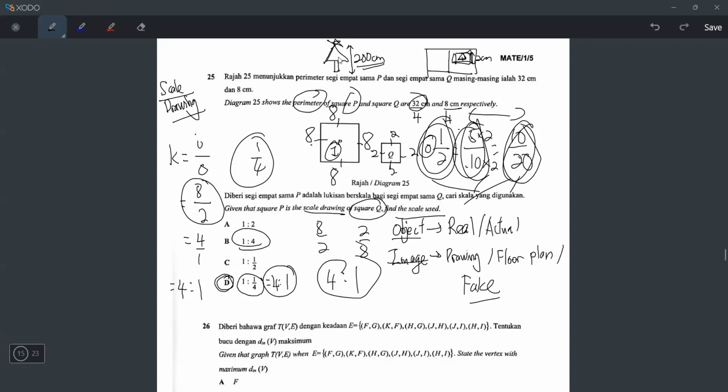So we can say that this is the object and this is the image. Why? Because the 200 centimeter is the real one, the actual one. That's why it's the object. And then this one is like a drawing. It's a fake one. You try to make it smaller already. So it's the fake length. That's why it's the image. So that's how you remember. Another example.